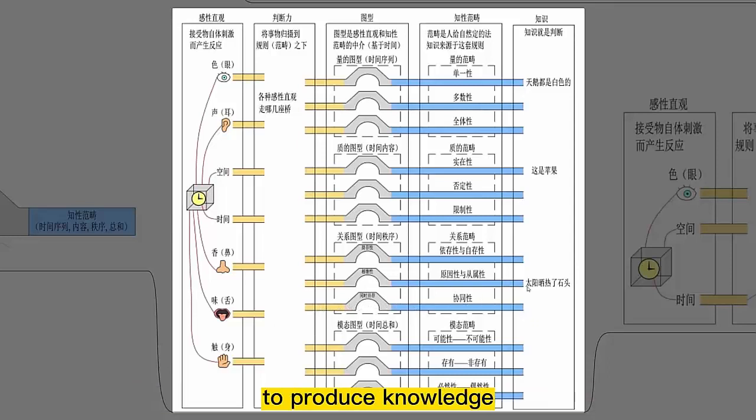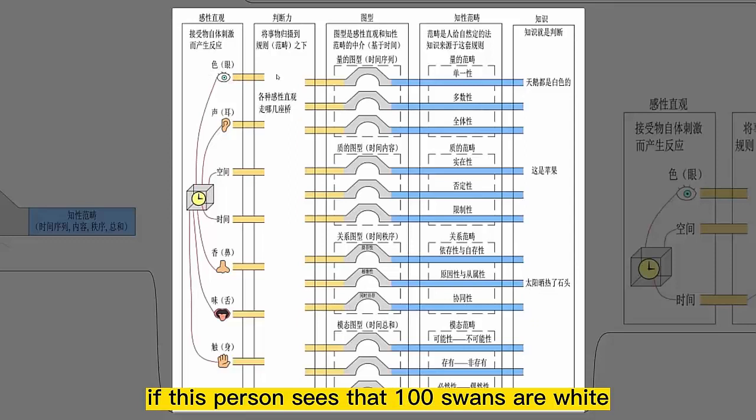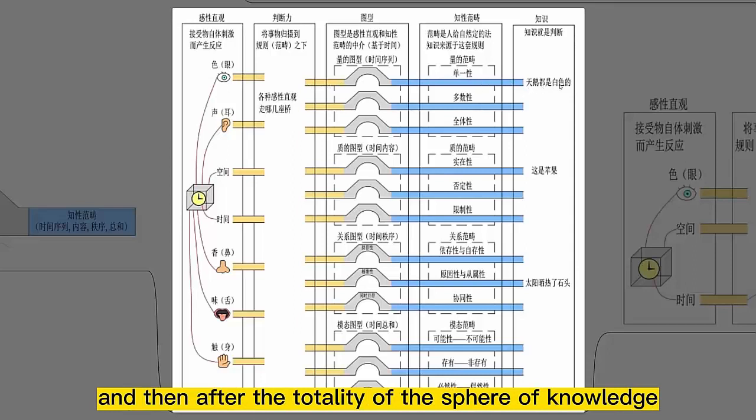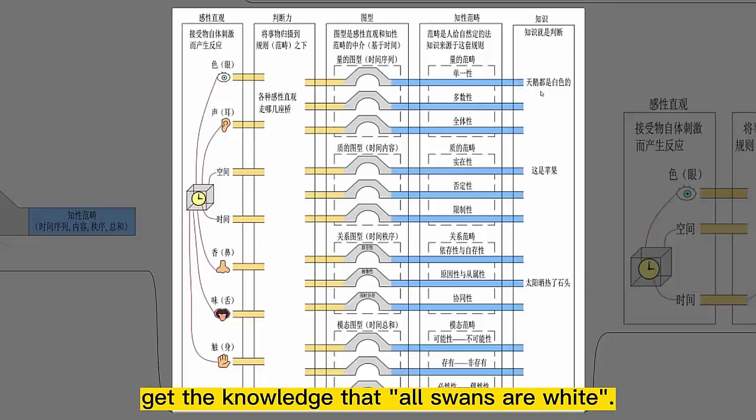For example, if this person sees that 100 swans are white, then the judgment will make this visual sense take the bridge of the schema type of quantity, and then after the totality of the sphere of knowledge, get the knowledge that all swans are white.